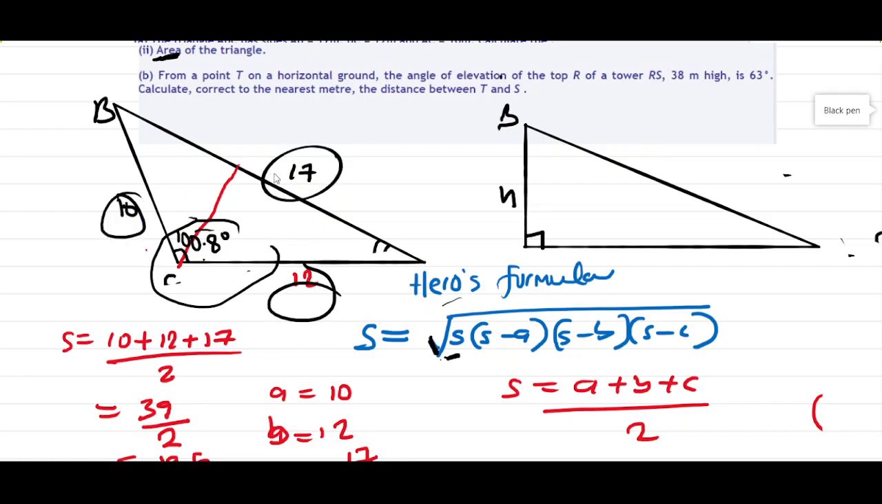So that is all for this part two. In the next video, we're going to work on the B part of this problem.